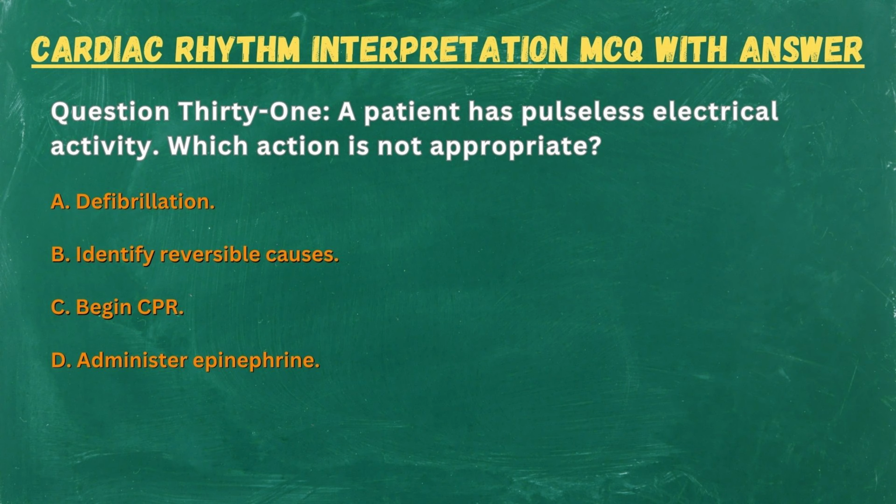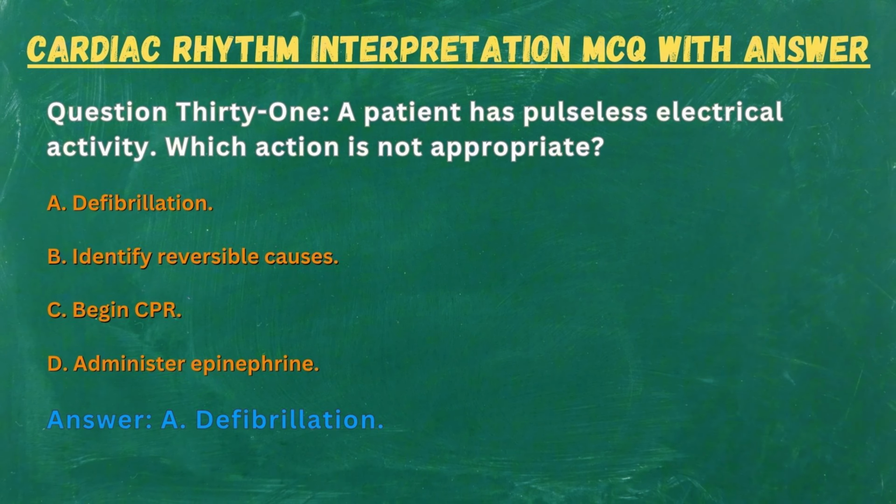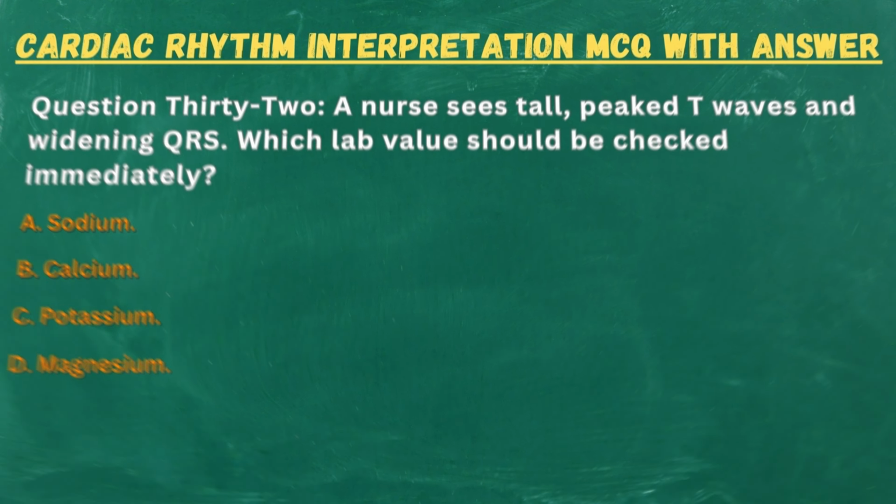Question 31. A patient has pulseless electrical activity. Which action is not appropriate? A. Defibrillation. B. Identify reversible causes. C. Begin CPR. D. Administer epinephrine. Answer: A. Defibrillation.